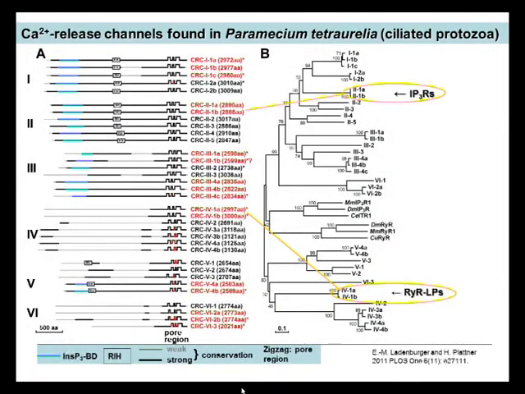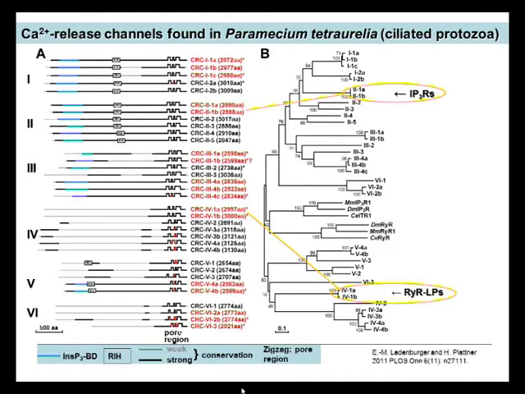We have searched the Paramecium database for sequences indicating the presence of calcium release channels type inositol trisphosphate receptors and ryanodine receptors. We concentrated on prominent domains such as an IP3 binding domain, a ryanodine IP3 receptor homology domain, RIH, the pore region and its selectivity filter between the last two transmembrane domains.